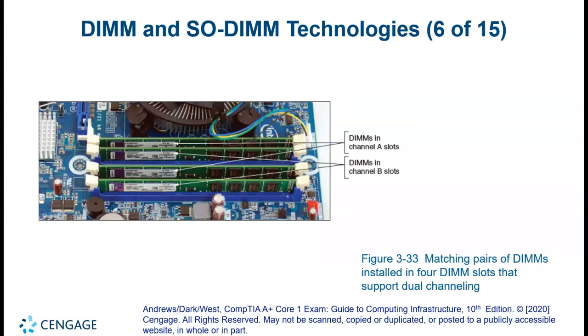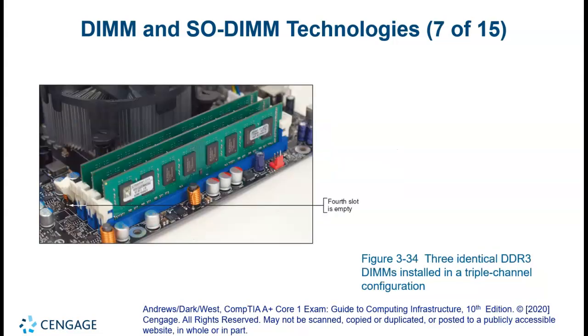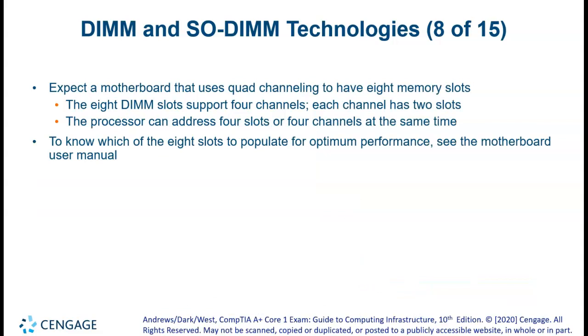DIMM and SODIMM technologies: matching pairs of DIMMs installed in 4 DIMM slots that support dual channeling. 3 identical DDR DIMMs installed in a triple channel configuration. Expect a motherboard that uses quad channels to have 8 memory slots. The 8 DIMM slots support 4 channels. Each channel has 2 slots. The processor can address 4 slots or 4 channels at the same time.